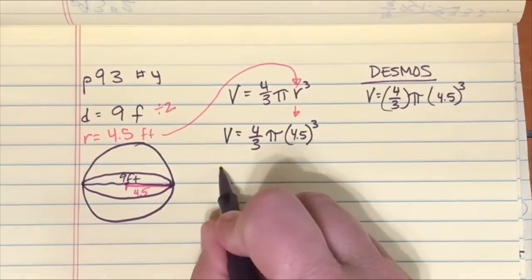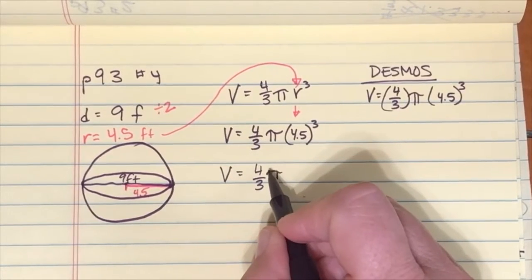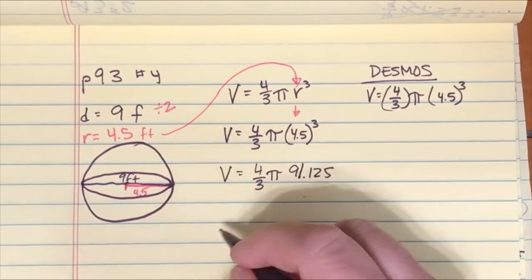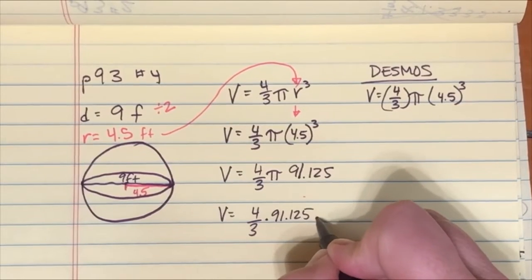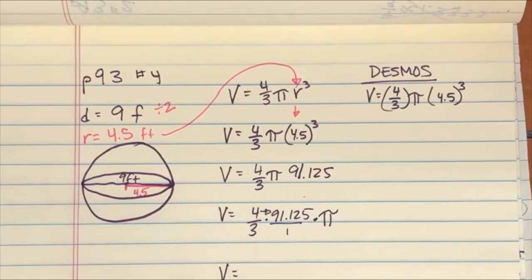So let's put our radius, 4.5 cubed, right? So 4.5 to the third power means 4.5 times 4.5 times 4.5. So we're going to have 4/3 pi times 91.125. Now to get our most accurate information, we don't want to use that 4/3 and change it to a decimal until we've multiplied everything out.